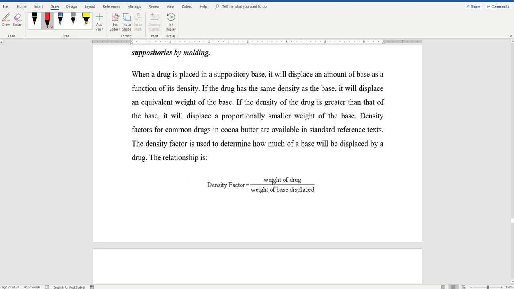It means this is the displacement. It's the parts of the drug, or weight of the drug, that displaces one part of the base, or 1 gram of the base. So we say the weight of the drug that displaces one part of the base. Of course, the more appropriate definition is the number of parts of the drug that displaces one part of the base. Here by part we mean weight, for example gram, kilogram, milligram, it doesn't matter.